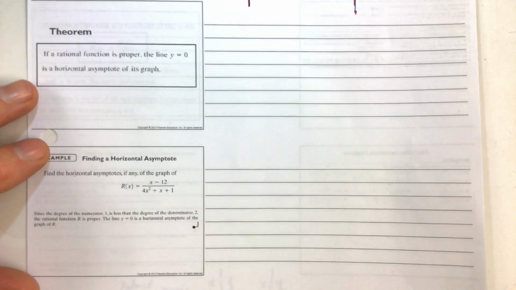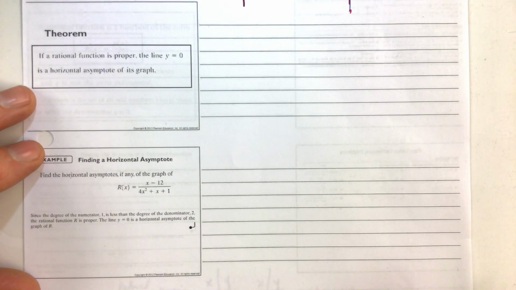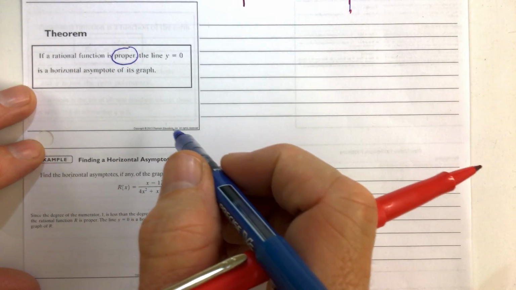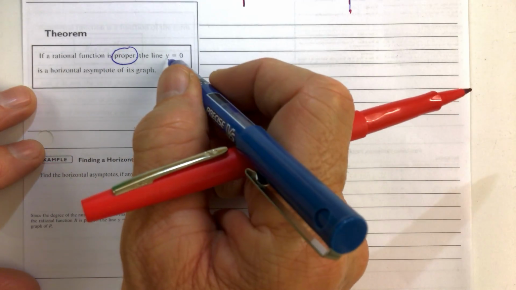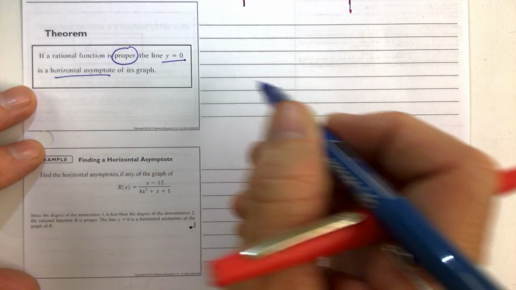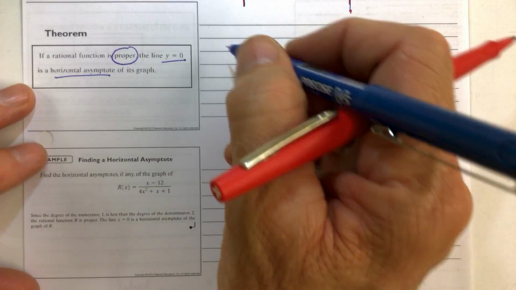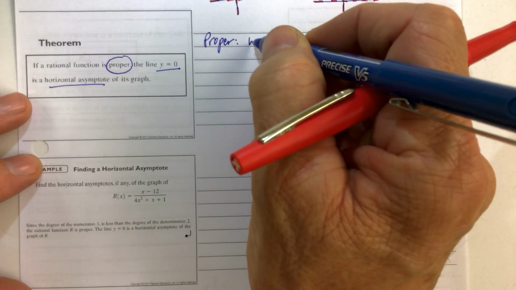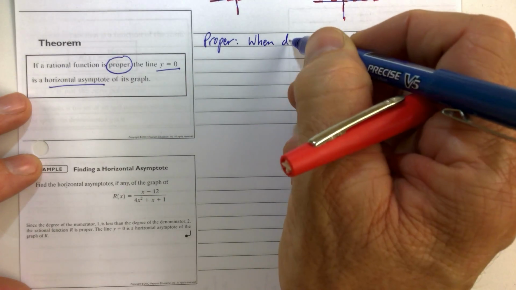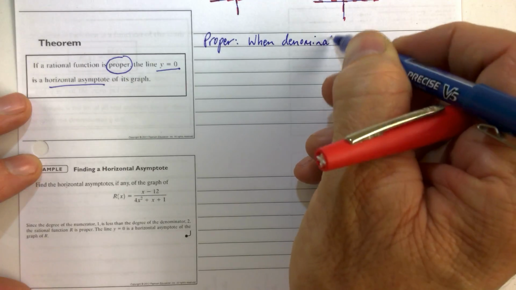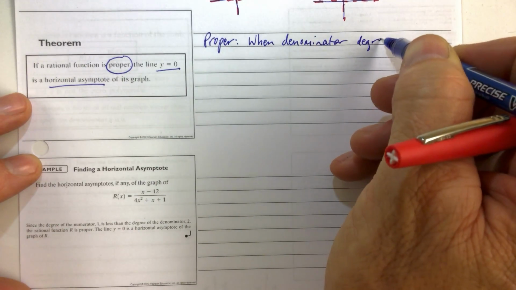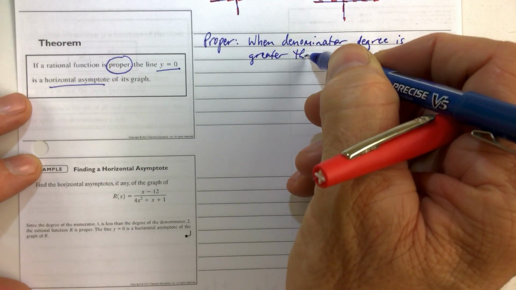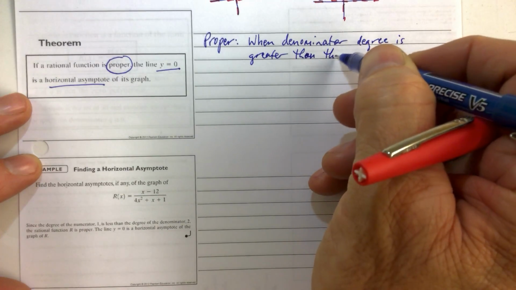So moving on to a theorem that we can just refer to in a pretty simple way. If a rational function is proper, then the line y equals 0 is a horizontal asymptote of its graph. And a proper rational function would just mean, so let's write that down, proper is when the denominator degree is greater than the numerator's degree.